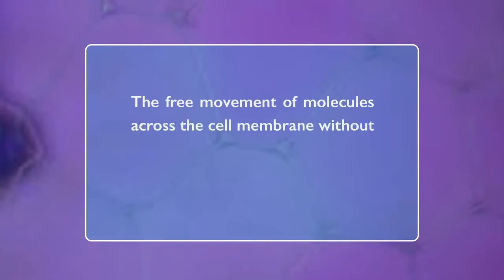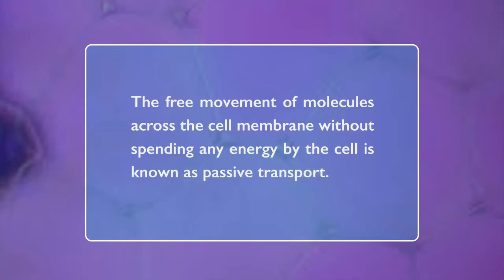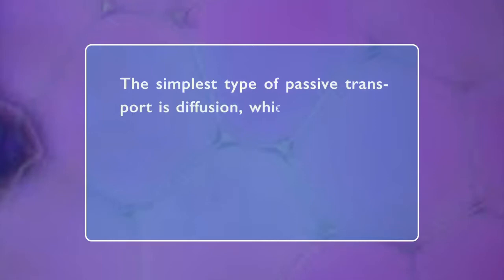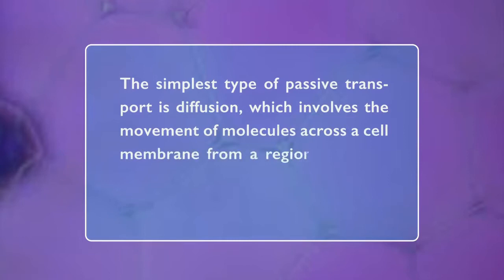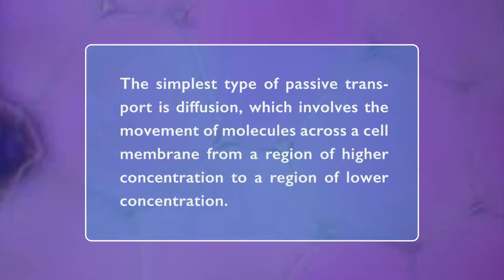Although some molecules can move freely across the plasma membrane, other molecules require special transport proteins on the membrane for moving across the plasma membrane. The free movement of molecules across the cell membrane without spending any energy by the cell is known as passive transport. The simplest type of passive transport is diffusion, which involves the movement of molecules across a cell membrane from a region of higher concentration to a region of lower concentration.